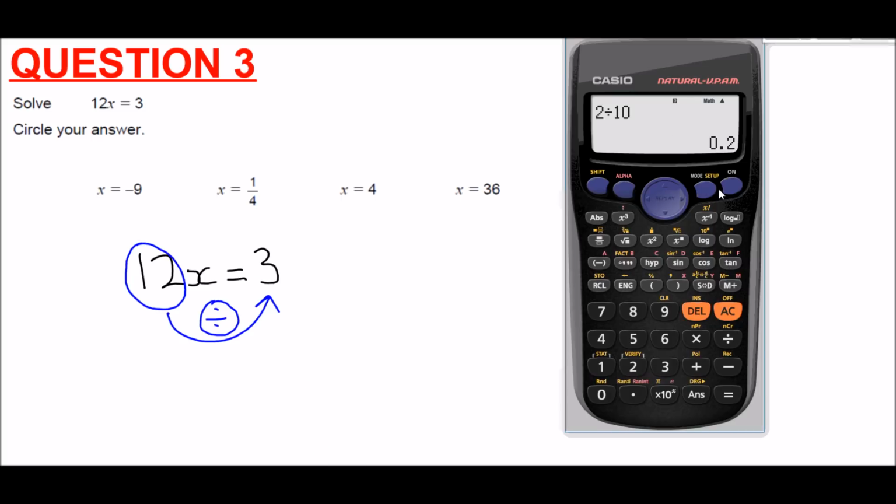If you don't believe me, I'll just quickly show you. 3 divided by 12 equals 1/4.